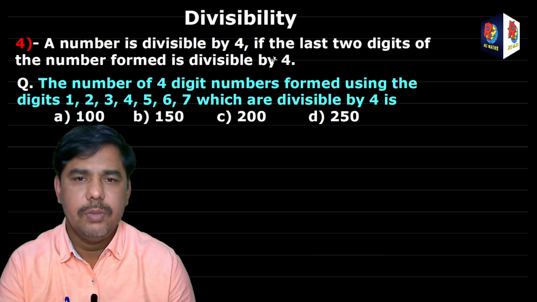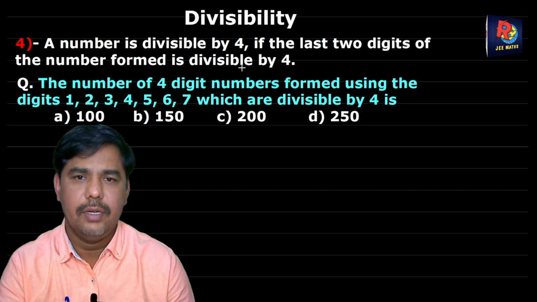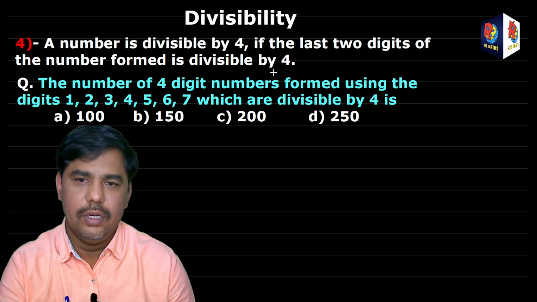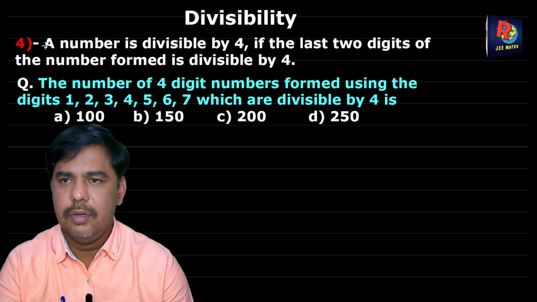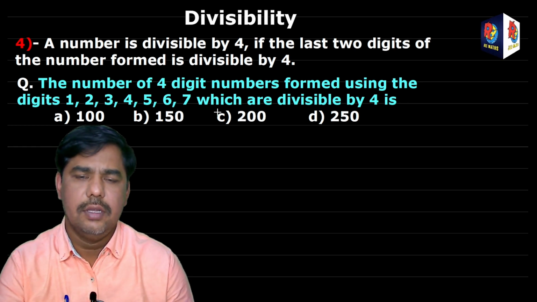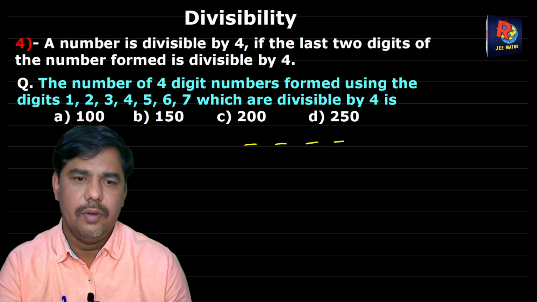A number is divisible by 4. So compulsorily, the last 2 digits of the number formed must be divisible by 4. That one you need to remember. We can take one example. In this example, you can observe this 4-digit number. We need to take a 4-digit number.